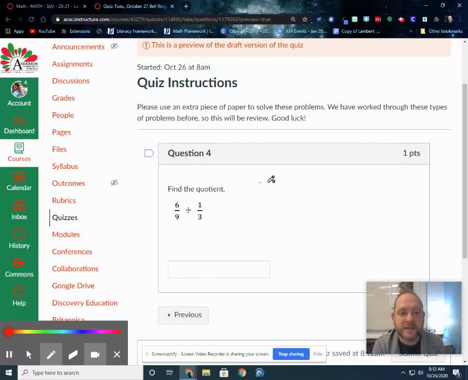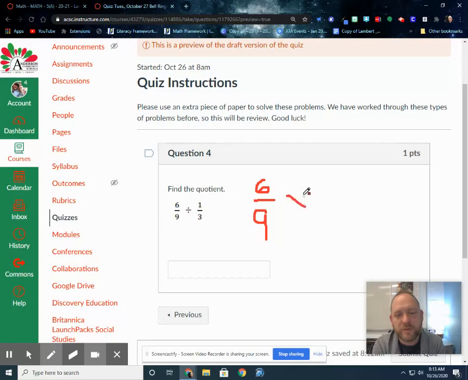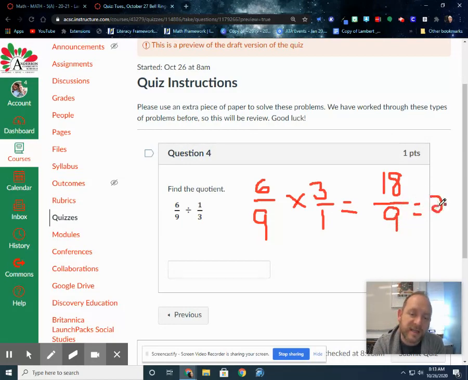All right, guys and gals, this should be pretty simple after the last one. We're going to take our 6/9. There's our keep. We're going to change division to multiplication, and we're going to flip 1/3 to 3 over 1, or 3 whole things. We're going to multiply that guy out. So numerators, we just multiply straight across now. 6 times 3 is 18, and 9 times 1 for our denominators is 9. And ladies and gents, if you know your multiplication facts, you know that 18 over 9, or 18 divided by 9, is 2. So 2 would be your quotient for this division problem.